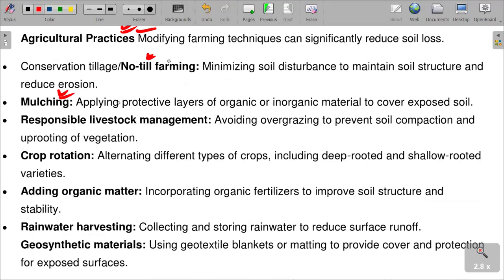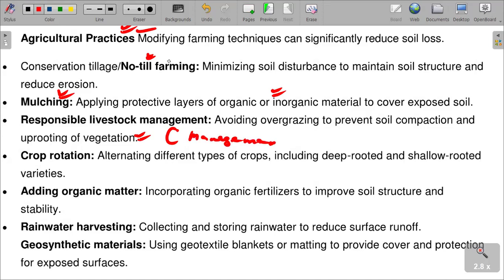Mulching has to do with applying a protective layer of organic or inorganic material to exposed soils, so that erosion is also reduced and minimized. And then responsible livestock management comes with avoiding overgrazing to prevent soil compaction and also uprooting of vegetation.